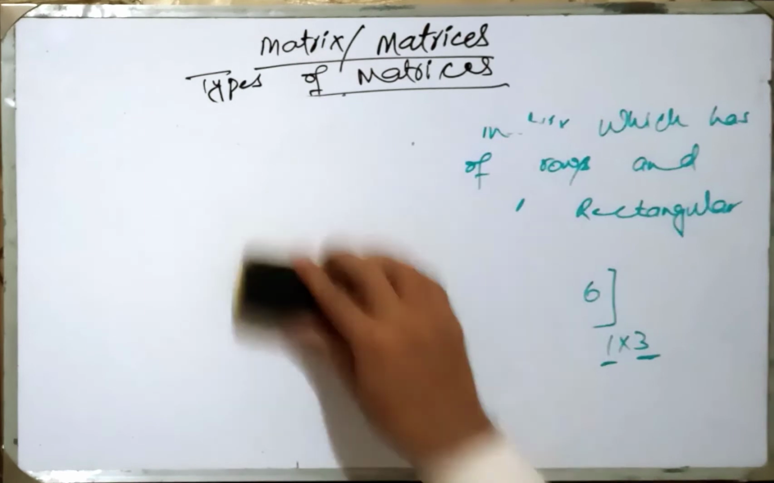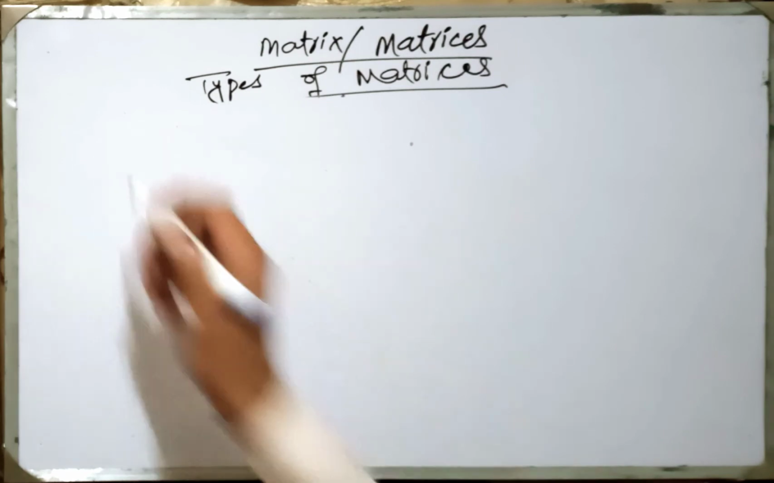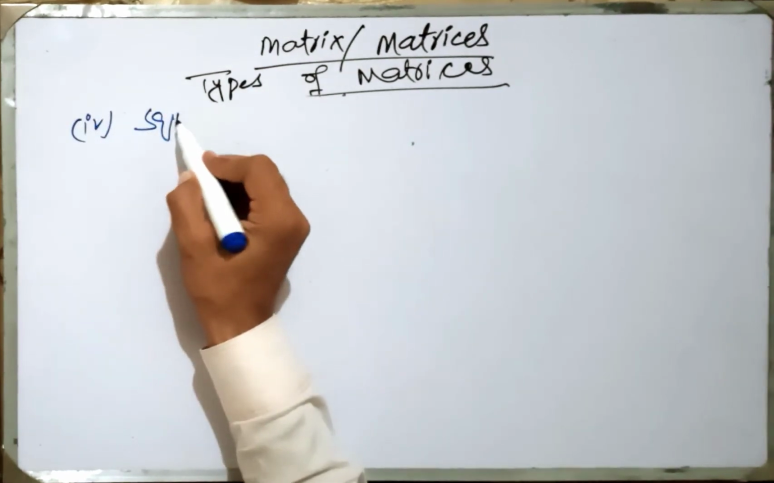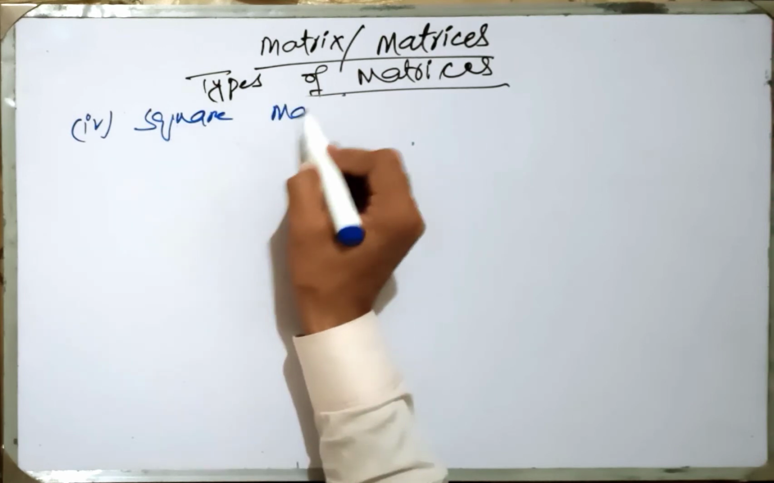Now the fourth type of matrix is known as square matrix.